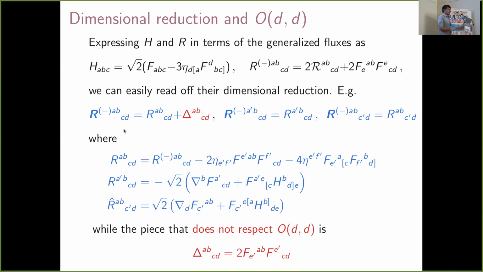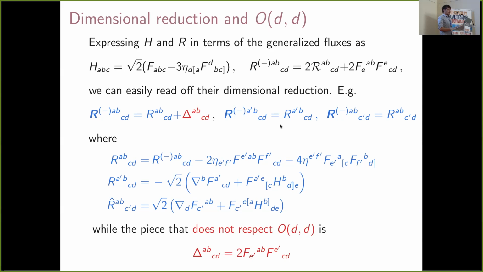For example, for this R, if you take all the indices to be external, we get not just the Riemann tensor, but this R ABCD, which is written out here. It's just the usual Riemann tensor computed from the torsionful connection, plus some pieces quadratic in this F. But notice that the primed indices are contracted with etas here. So they're compatible with the doubled Lorentz transformation of these internal indices.